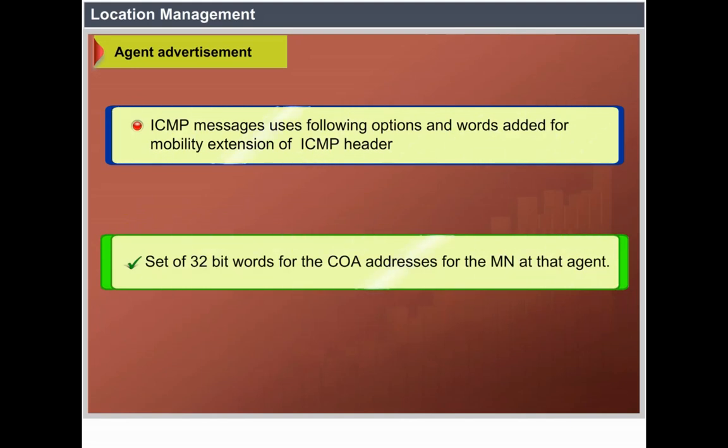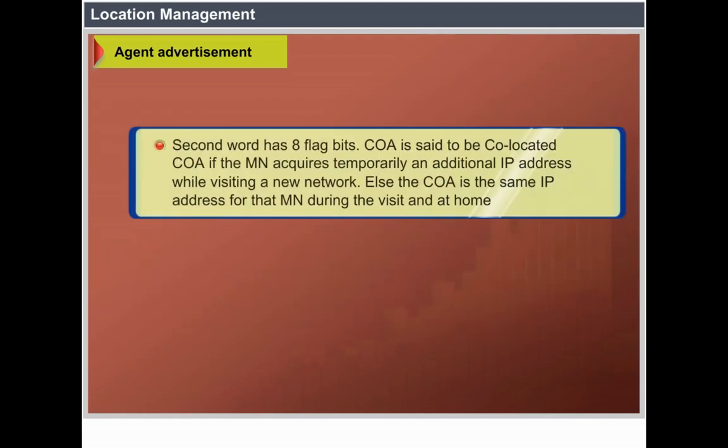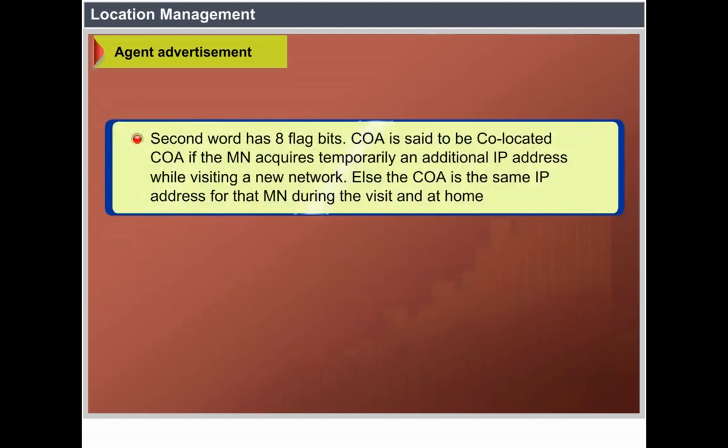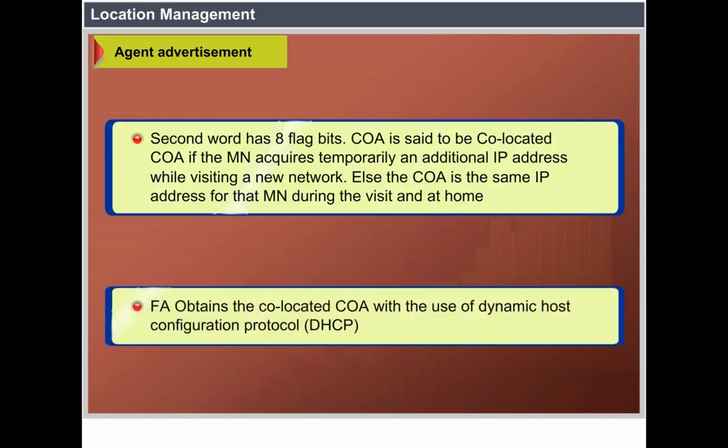A set of 32-bit words for the COA addresses for the MN at that agent. The second word has 8 flag bits. A COA is said to be the co-located COA when the MN temporarily acquires an additional IP address while on a visit to a new network. Else, the COA is the same IP address for that MN while on a visit and when at home. The FA obtains the co-located COA using the Dynamic Host Configuration Protocol, DHCP.